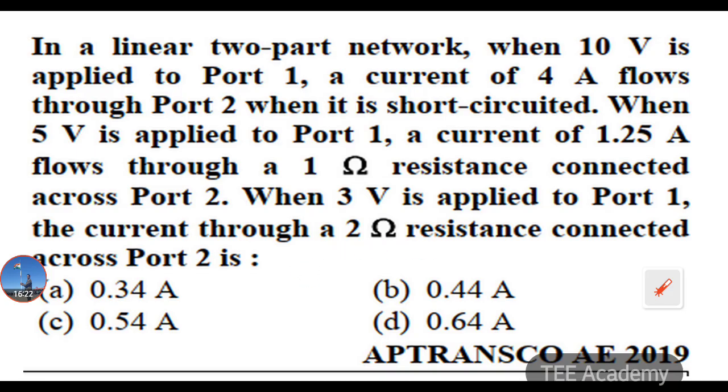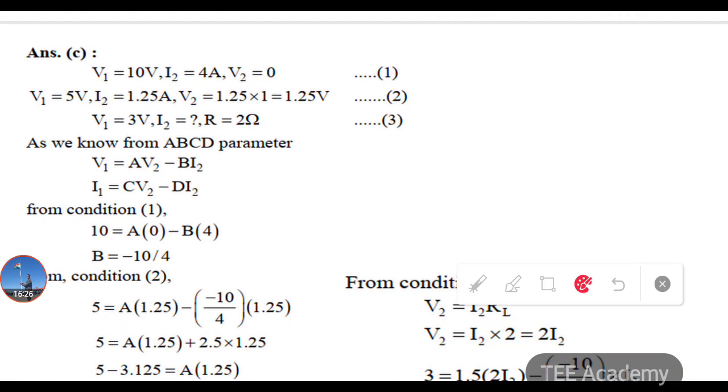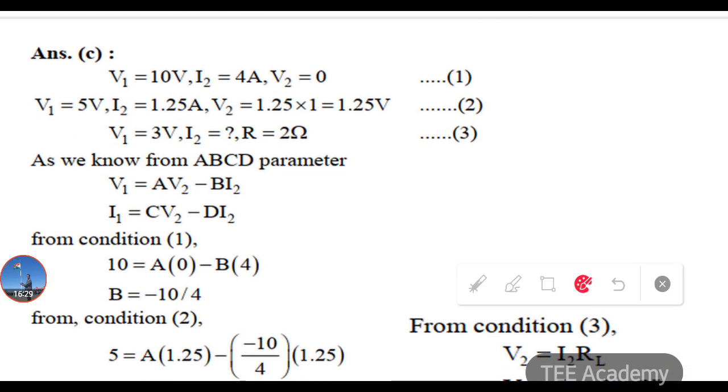Okay, so let's discuss a solution for this here. It's a derivation part, a little bit. Observe the conditions we considered. V1 is 10 volts, I2 is equal to 4 amps, short circuit means V2 is 0. Second case, V1 is 5 volts, I2 is 1.25 amps, and V2 is V equal to I into R, 1.25 amps into resistance of 1 ohm is 1.25 volts. Third case, V1 is 3 volts, I2 is how much, at R equal to 2.